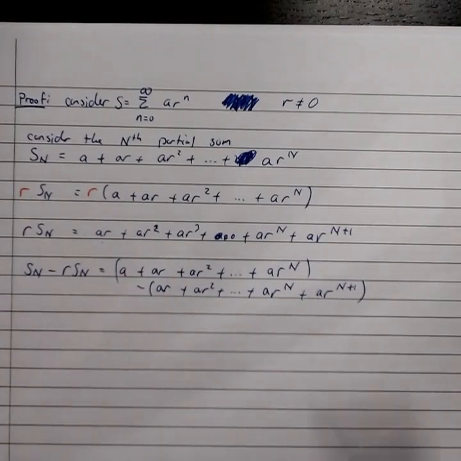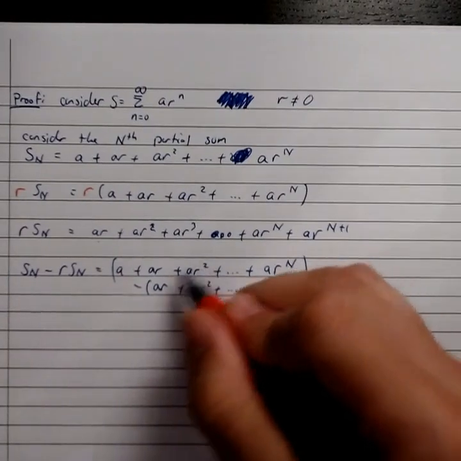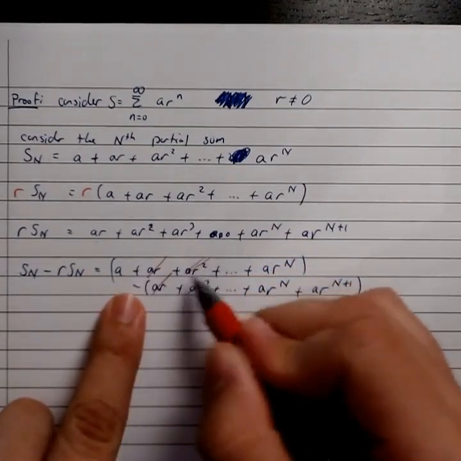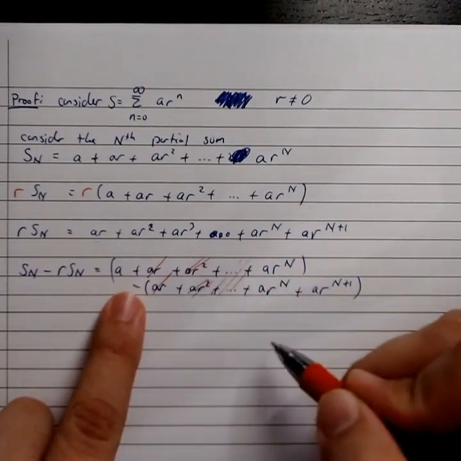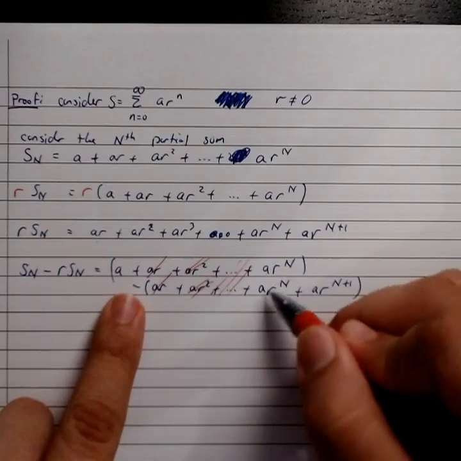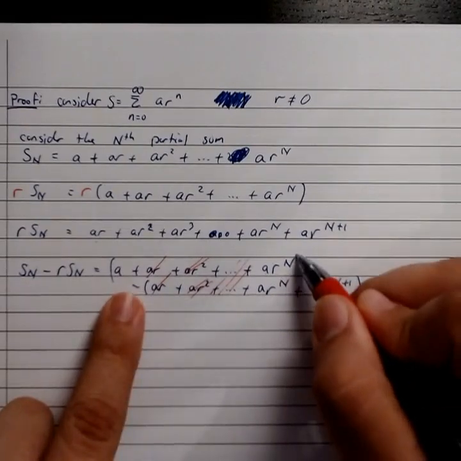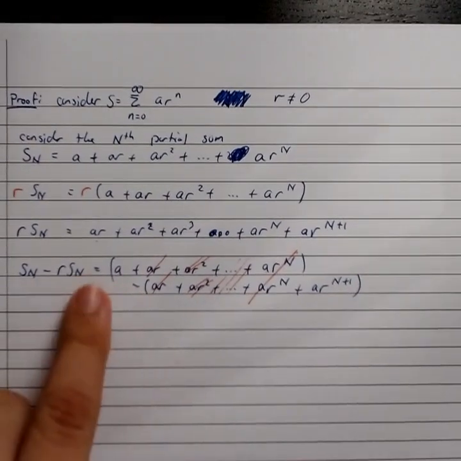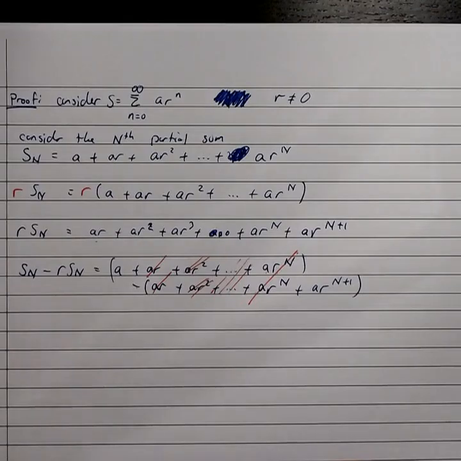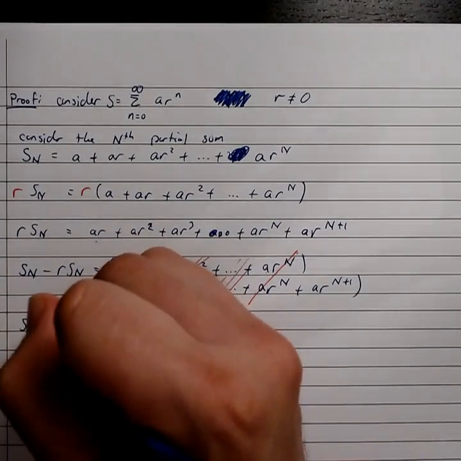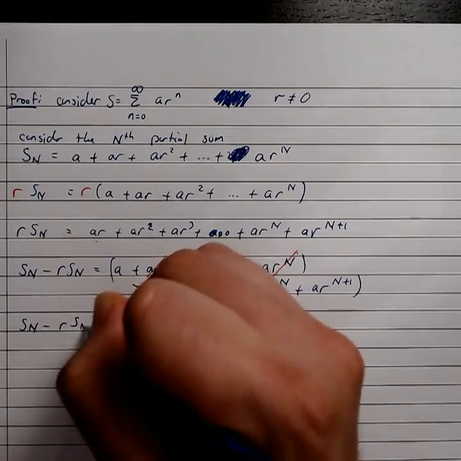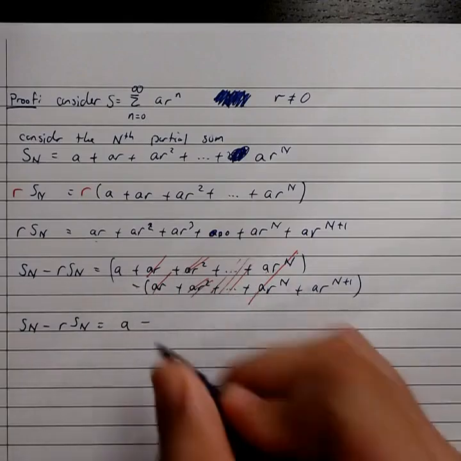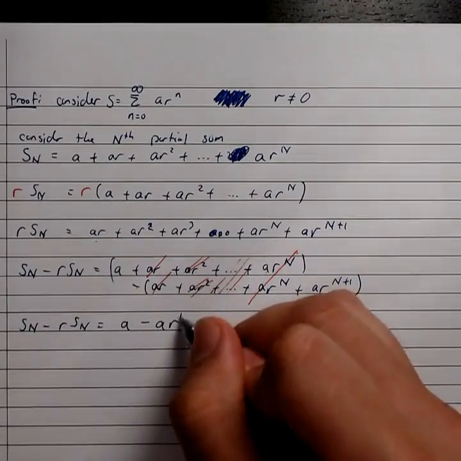But notice, most of these terms subtract away. AR minus AR. AR squared minus AR squared. All of these in the middle are going to subtract away. And finally, AR to the n minus AR to the n are going to subtract away. All of these numbers subtract away, except for the first one and the last one. So I'm left with a much simpler expression. S sub n minus R S sub n is equal to A minus, all of this stuff is gone, minus AR to the n plus 1.